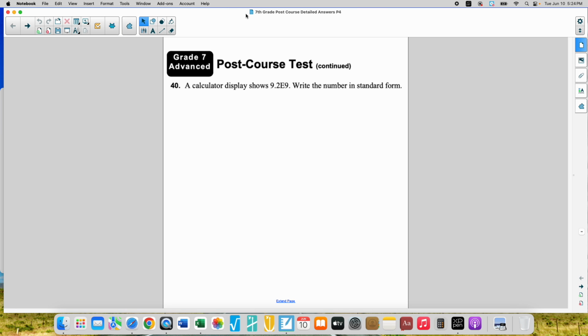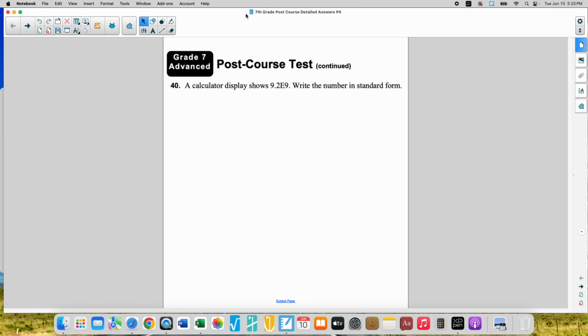Hopefully you are continuing on in this series. This is still activity 2, and this is page 4 for the 7th grade post-course test for advanced 7th grade material. And we're on question number 40.